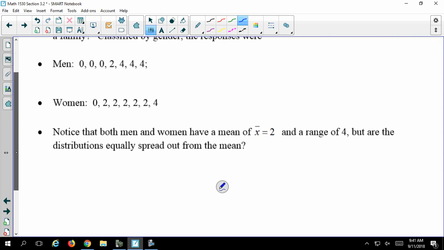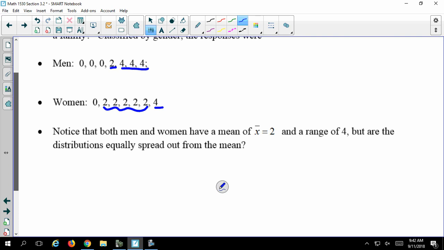If we look at these two, they both have 7 numbers. If I add up the responses for the men, 4 times 3 plus 2 is 14. Divided by 7 is 2, so it has an average of 2. For the women, I have 5, 2, so that's 10, plus another 4 is 14. Again, 14 divided by 7 is 2. They have the same mean, the same average.